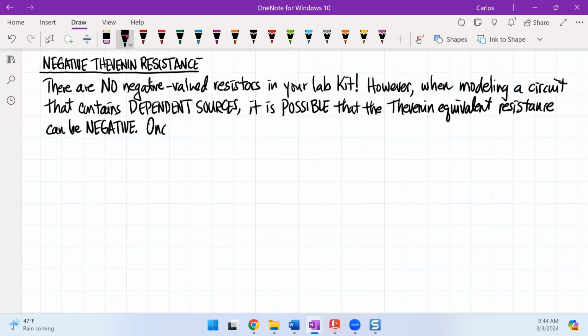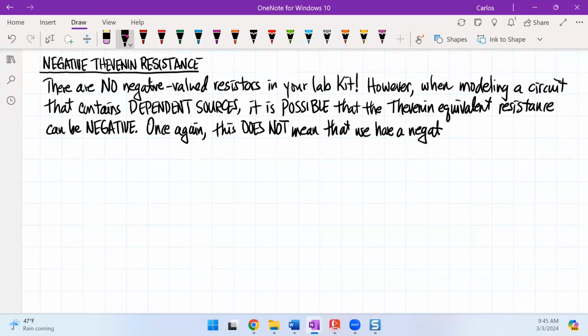Once again, this does not mean that we have a negative valued resistor.